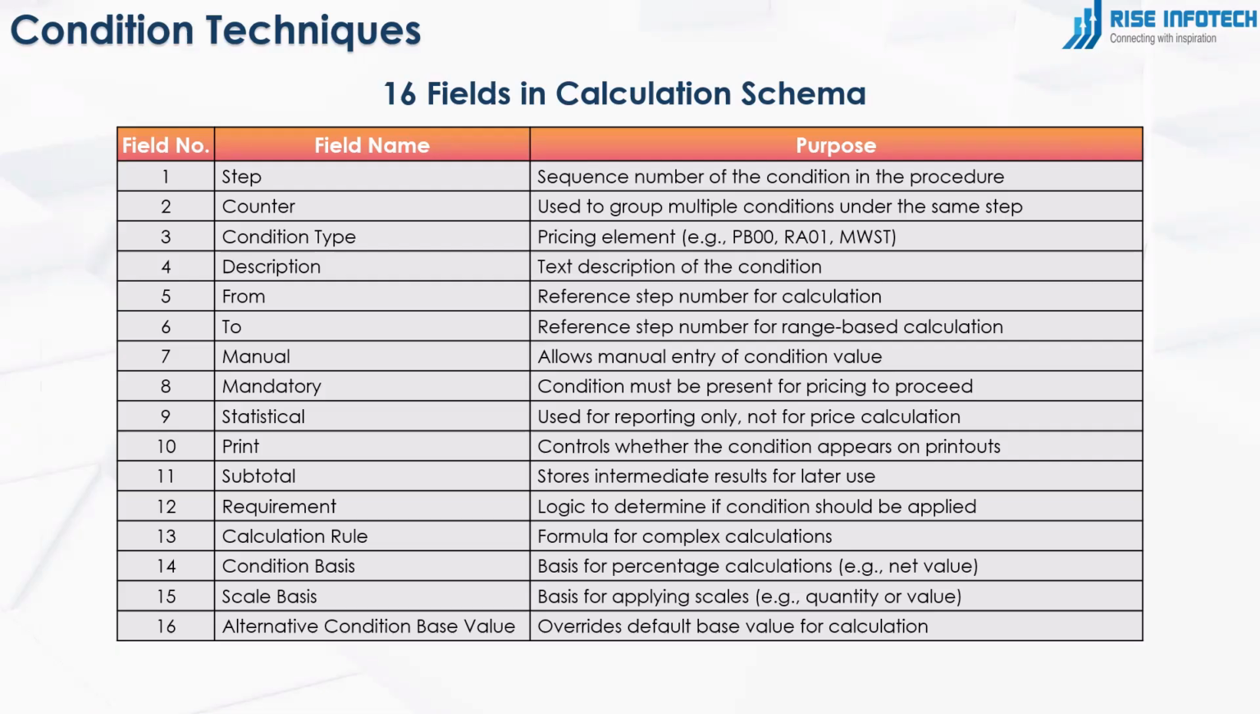Next is print. It controls whether the condition appears on printouts. Subtotals. It stores intermediate results for later use. Then requirement, the logic to determine if the condition should be applied. Next is calculation rule. It is the formula for complex calculations. Next is condition basis. It is the basis for percentage calculation, for example net value. Next is scale basis. It is the basis for applying scales, for example quantity or a value. Next is alternative condition for base value. It overrides the default base value for calculation. So these are the 16 key fields in the calculation schema.